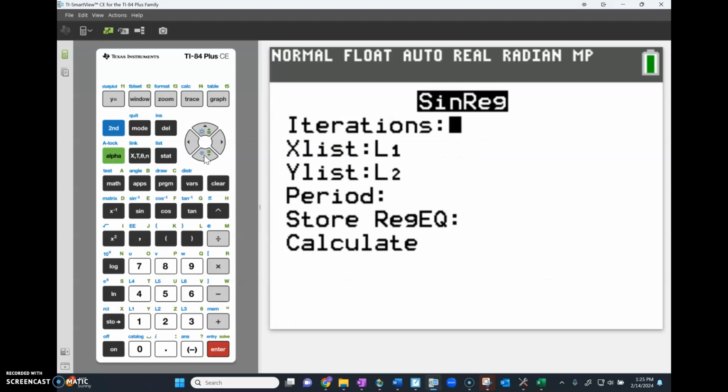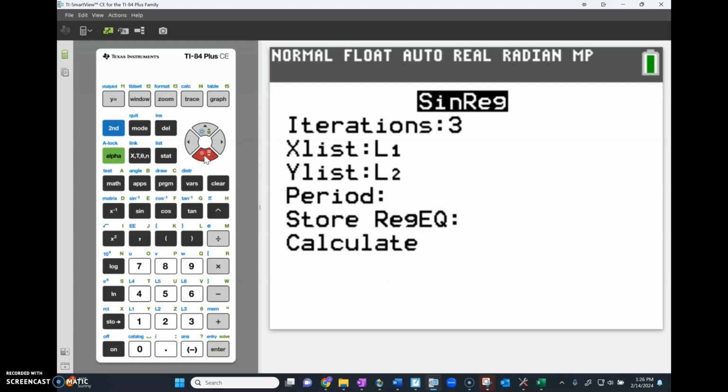We have a couple different things in here. For the most part, iterations we don't have to do anything with. From what I've read about this, the more iterations you do, the more time it's going to take. Anywhere from 1 to 16 times, it'll be more accurate at 16, but it takes longer to do it. The default is 3. For our purposes, that's perfectly fine.